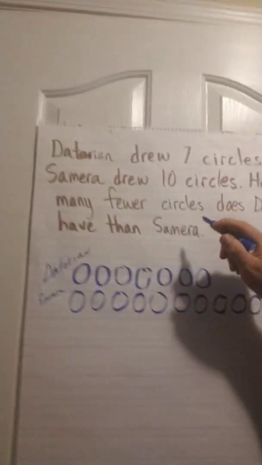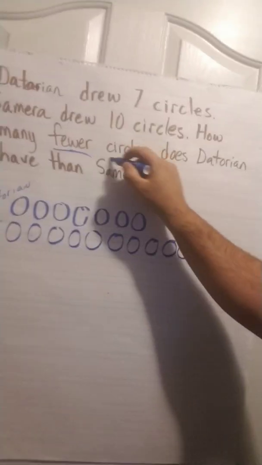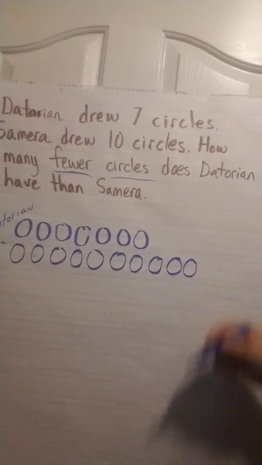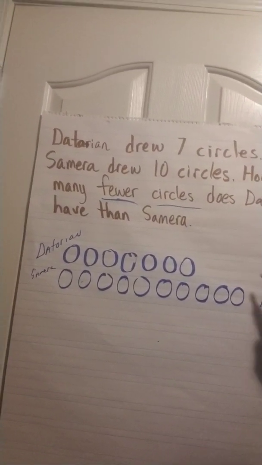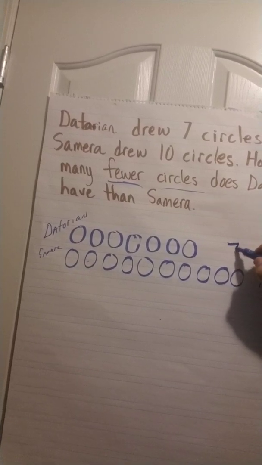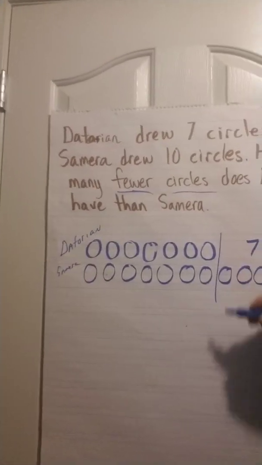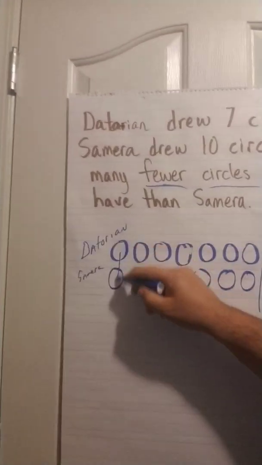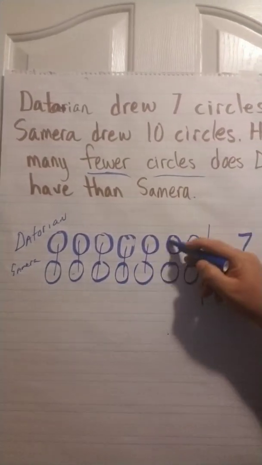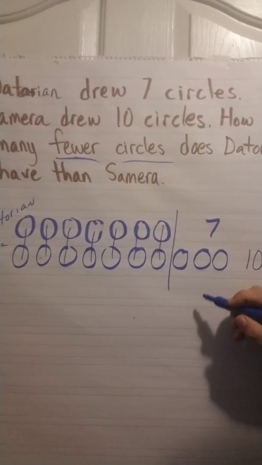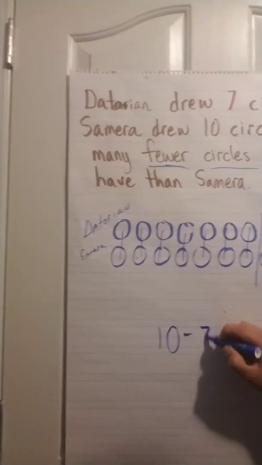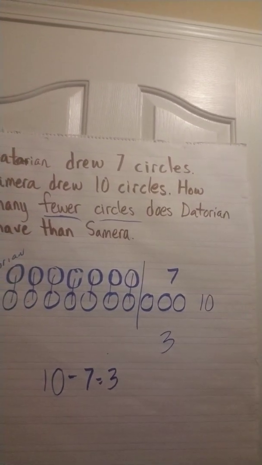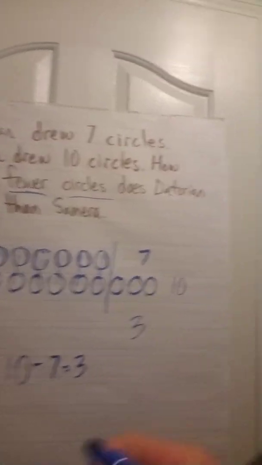It said, how many fewer circles does Tutorian have than Samira? Well, Samira has how many? Good job, 10. And how many did Tutorian have? 7. So we could draw a line because they have the equal amount. We can pair them up. And you have 3 left. Or you could have written the number sentence 10 minus 7 equals 3. Very good. All right. So that was our application problem today.